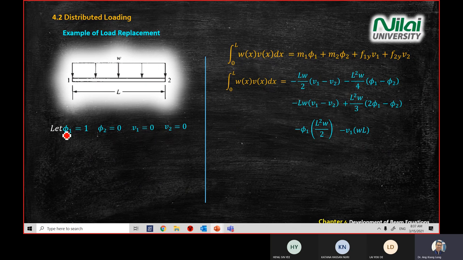So the first step, you assume that we only have rotation, rotation angle theta 1. We just put in 1 here, and then the rest we don't have, so we put 0, 0, 0. Let's see what happened to our second equation that we see on the screen here. So if we don't have rotation 2, you cancel rotation 2. Means M2 times rotation 2, the moment at point 2 times rotation 2, you can cancel. Those with vertical displacement 1, you can cancel. Those with vertical displacement 2, you can cancel.